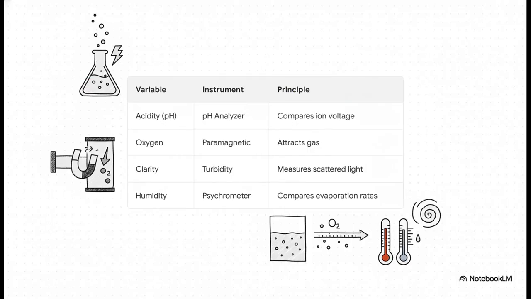Just think about the sheer variety of specialized tools a plant uses as its sensory organs. It's wild. To taste acidity, it uses a pH analyzer to measure hydrogen ion voltages. To sense oxygen levels in, say, a boiler's exhaust, it relies on a paramagnetic analyzer, which literally uses a strong magnetic field to attract the oxygen gas. And to see how clear a liquid is, a turbidity meter shoots a beam of light right into the fluid and measures exactly how much of that light gets scattered by suspended particles. It's an incredibly sophisticated sensory array.